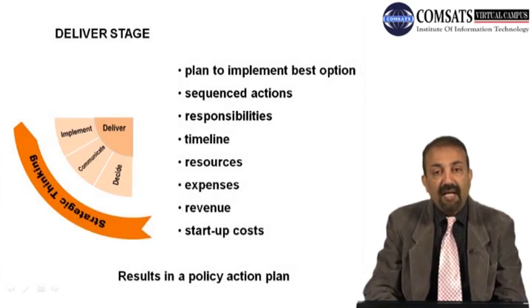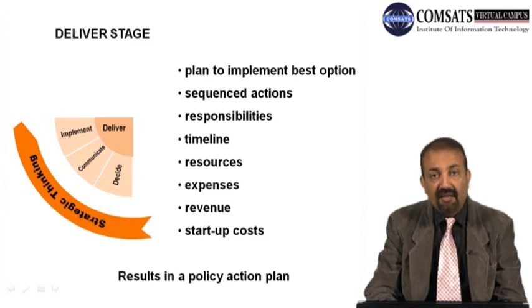Dear students, it will make us reach the delivery stage of the public policy making process. And at that delivery stage, we will finally have to come up with our strategic thinking. And that strategic thinking will be related to making the decision through communication and for the implementation of that policy. And the different aspects which will come under your consideration in this delivery stage are: you have to plan to implement the best options, you have to come up with the sequenced actions, you have to take up the responsibility for that, and then a timeline would have been associated with all this.